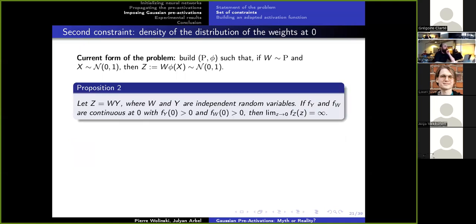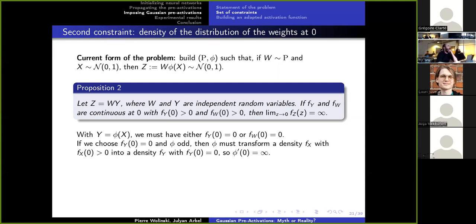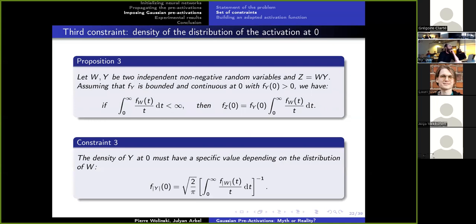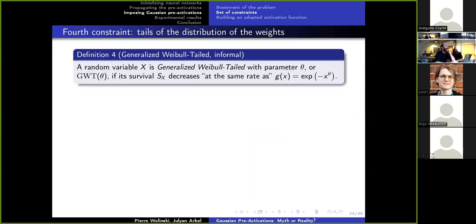So there is a constraint here about the density of the distribution of the weights at 0. I won't put too many details here. The only thing we have to keep in mind is that if you are multiplying two independent random variables, which both have a density which is not 0 at 0, then the density of the product will be infinite at 0. So we have some constraint over each of the variables w and y, such that z will be Gaussian, and in order to avoid an infinite density at 0. I won't talk about that. It's about some specific values of the densities.